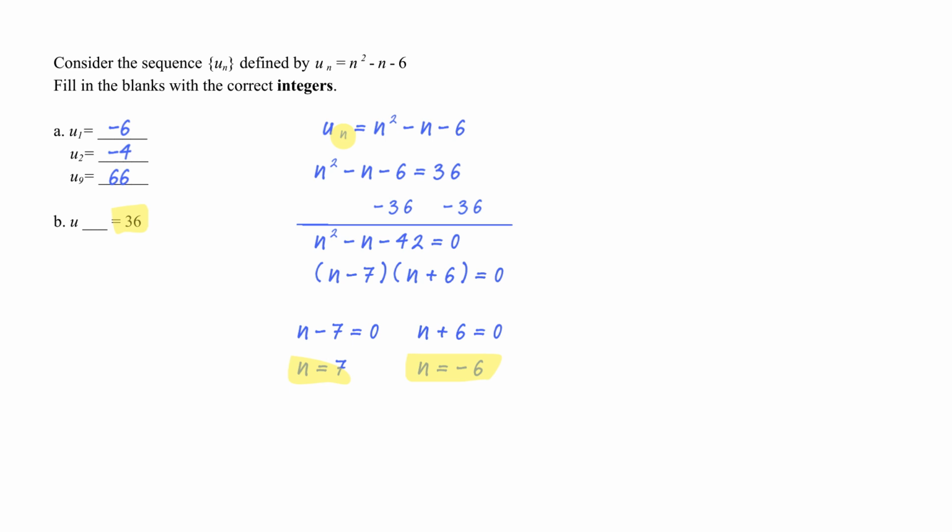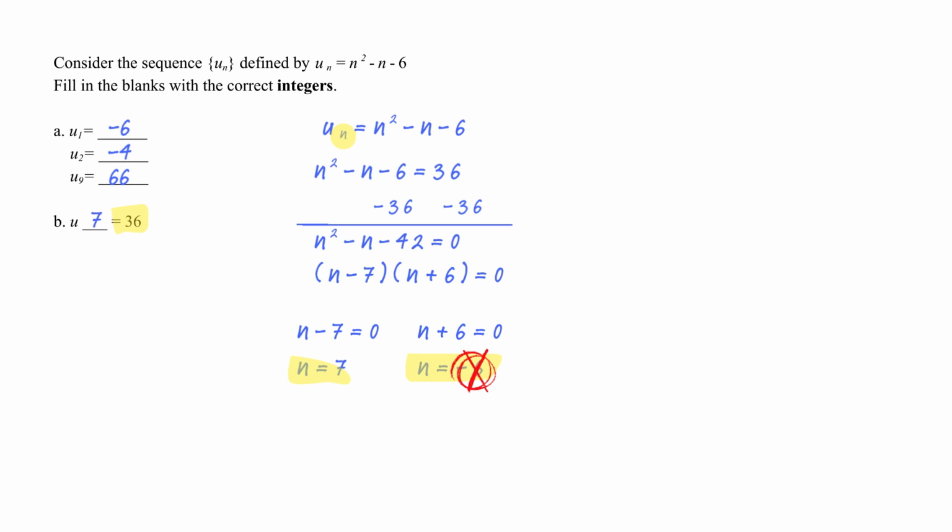Since we are talking about a sequence, like a list, the position can't be negative. So you can't have a negative 6th term in a list. This is why we are going to ignore the negative 6. Therefore the position of U to be equal to 36 is 7.